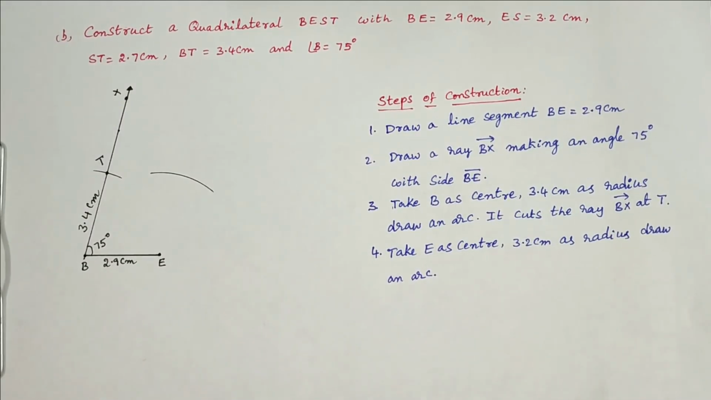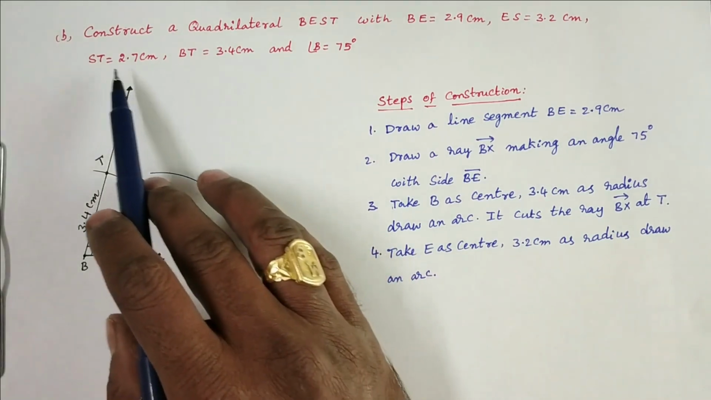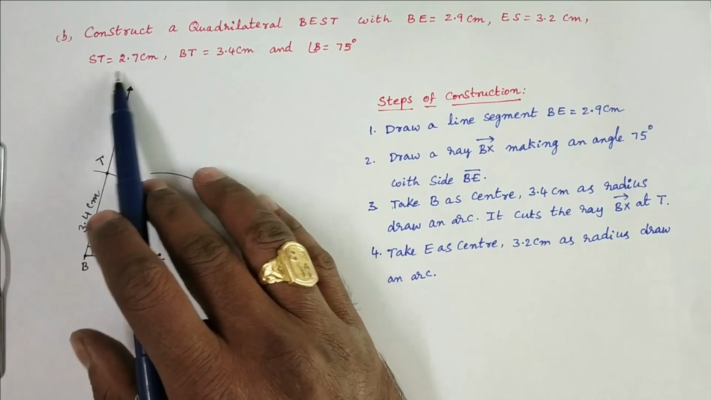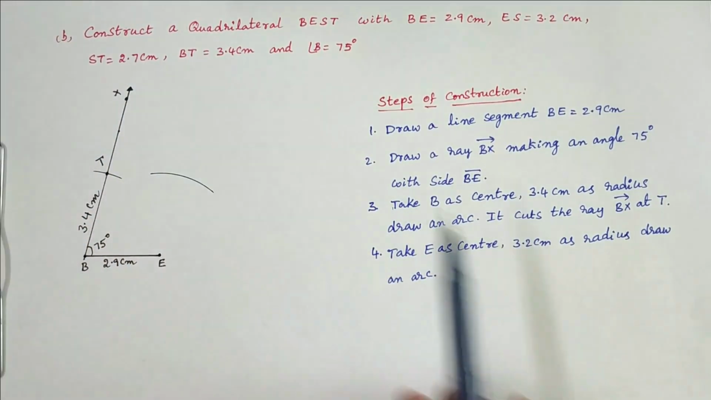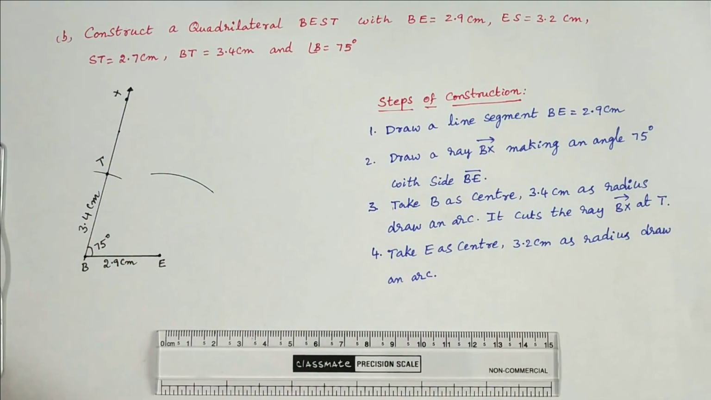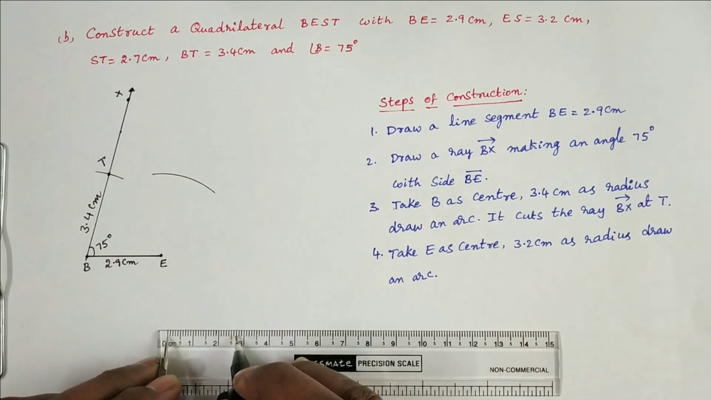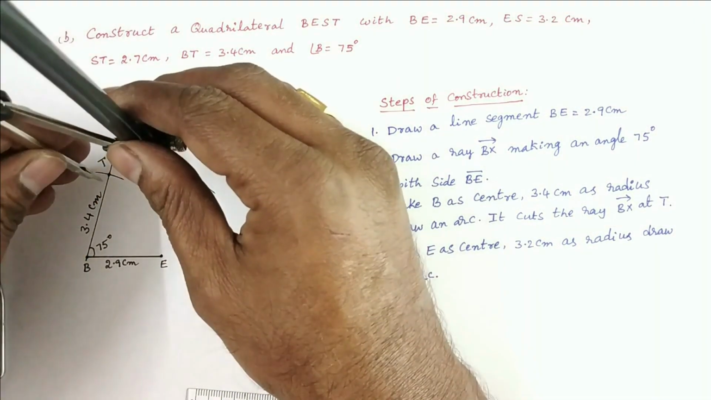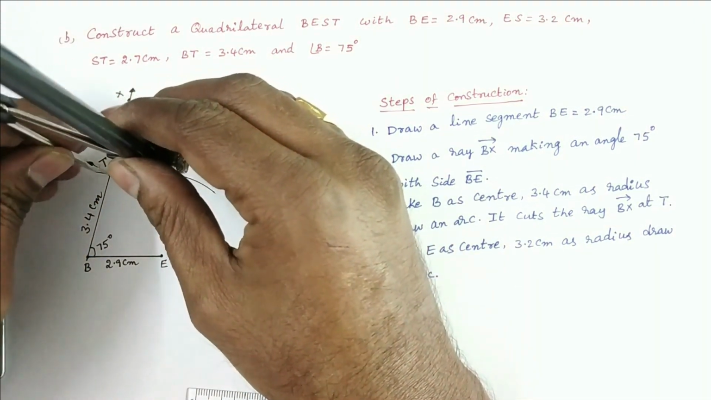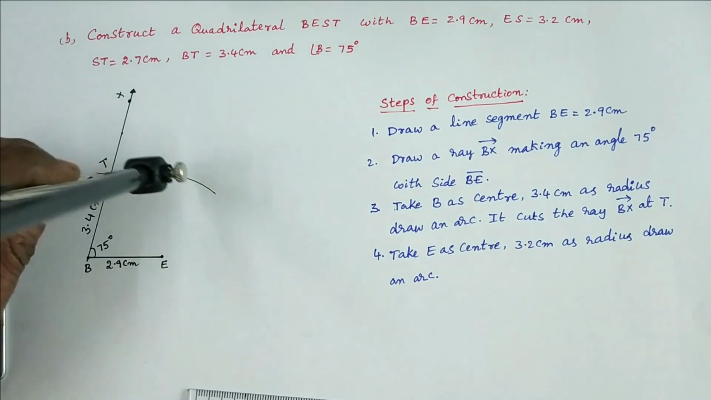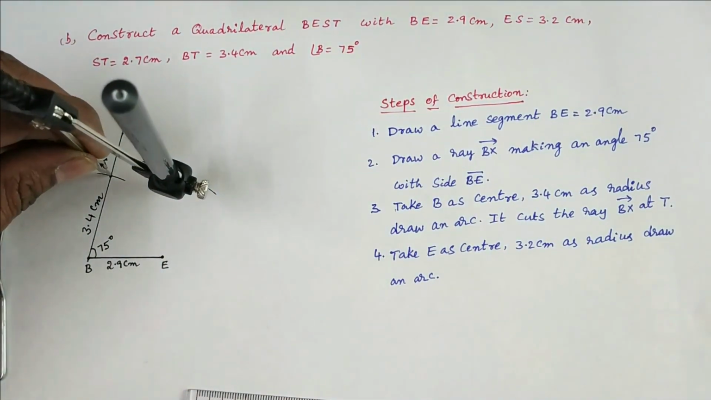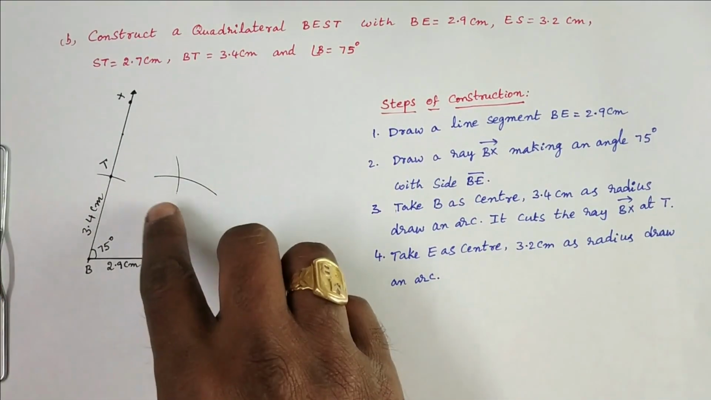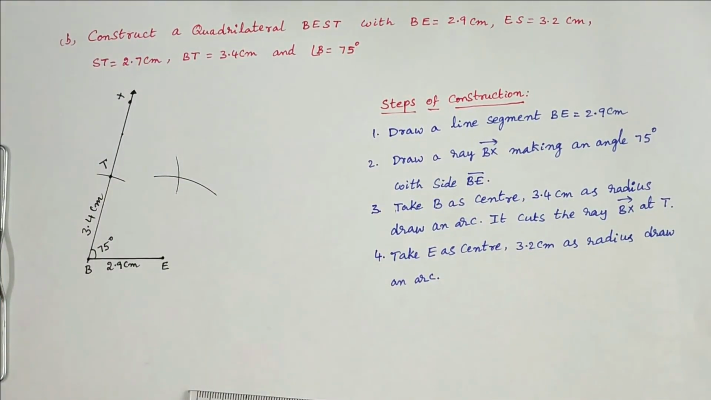And again, ST is equals to 2.7 centimeters. So to get ST 2.7 centimeters, with compass take 2.7 centimeters. With the help of this 2.7, from T as center, draw an arc. They intersect at S.